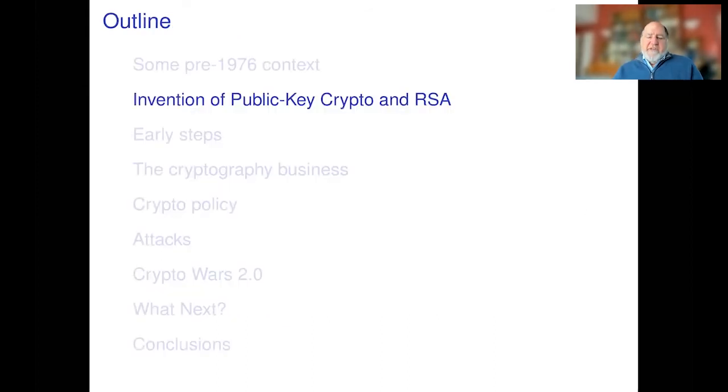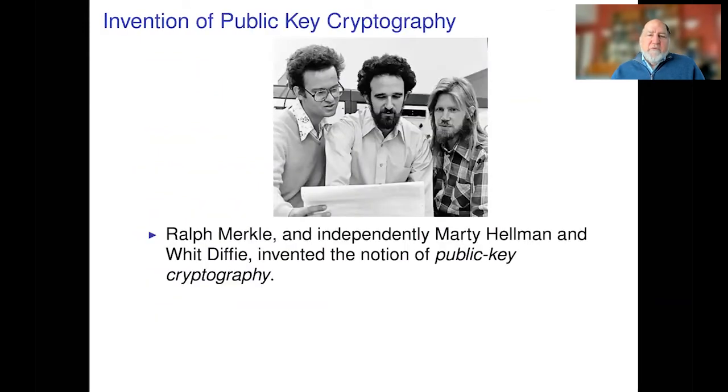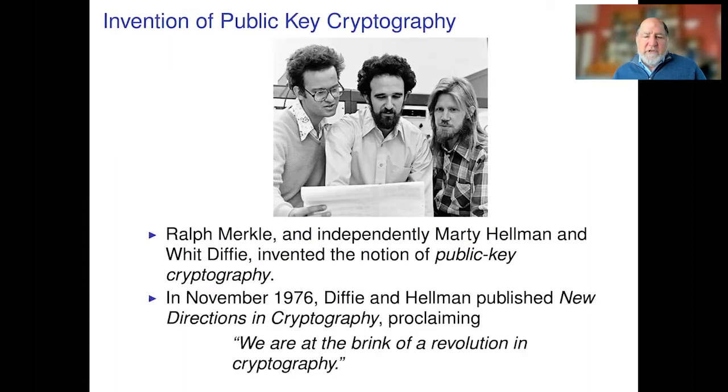So now let's move to the invention of public key and the invention of RSA. So Ralph Merkle on the left here, you see this picture of Whit Diffie on the right and Marty Hellman in the center. Independently, Ralph Merkle, and independently Marty and Whit, invented the notion of public key cryptography. We'll talk about what that means moving forward. But they had the notion, they wrote it up, and that was what inspired us to work.